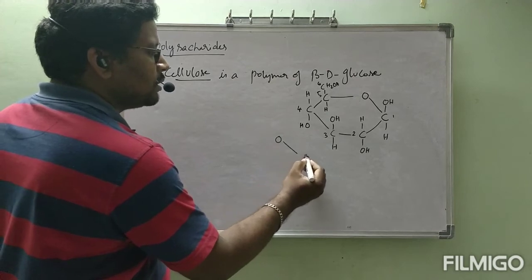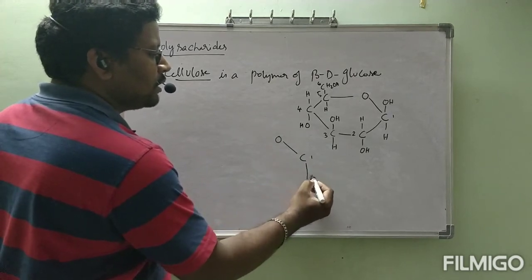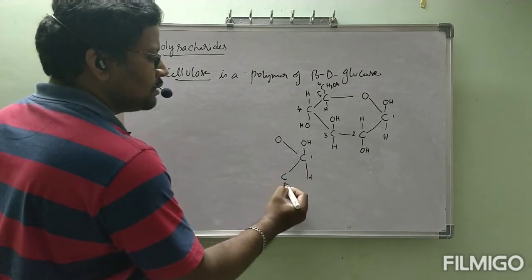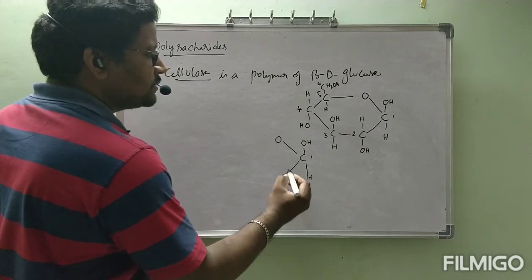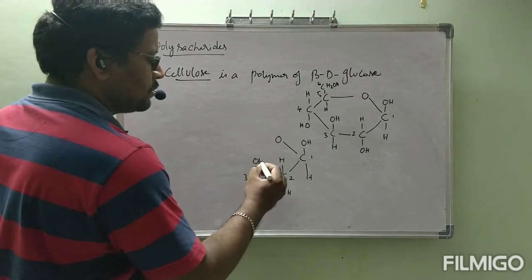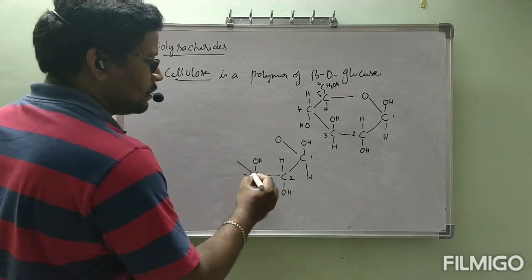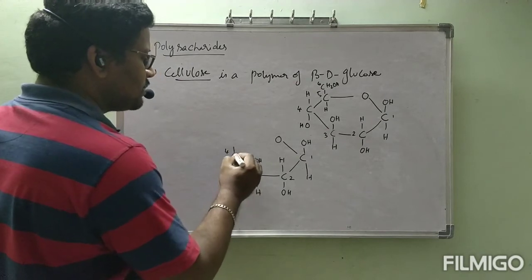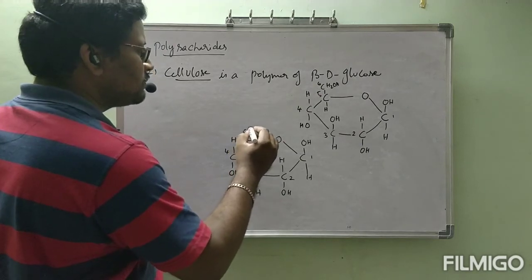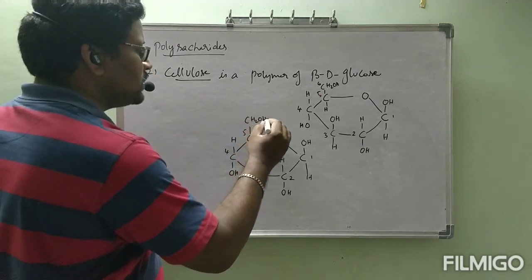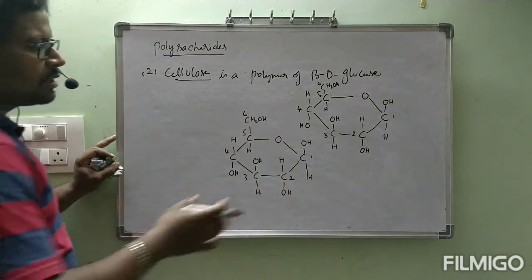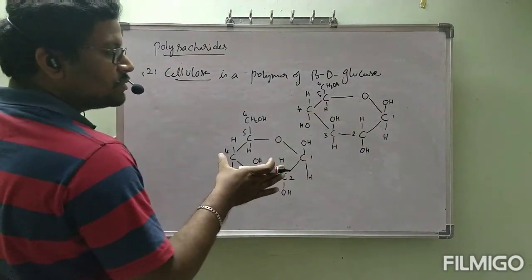Oxygen, C1, H, OH, C, OH. This is the second carbon, H. This is the third carbon, fourth carbon, H, OH. Fifth carbon, CH2, this is the sixth carbon, H bonds. Now observe, this is one beta-D glucose unit, this is one beta-D glucose unit.